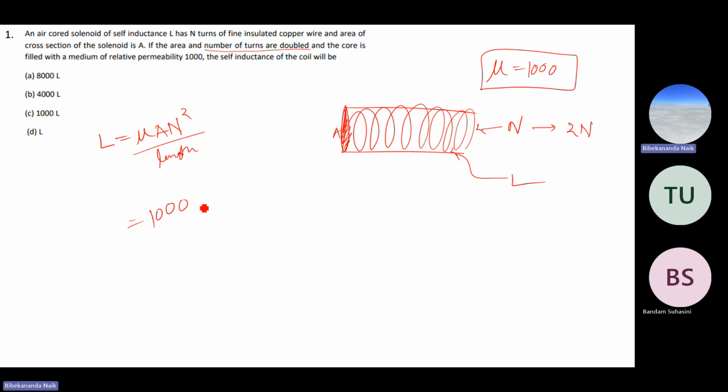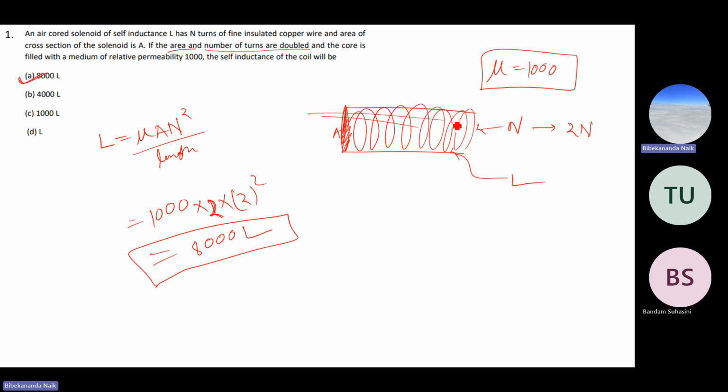Then the area of cross section was the same, but if the area and the number of turns are doubled, sorry, if the area is also doubled, so area will be 2 times. So it will be 2 into the number of turns also doubled, so it will be 2 square. So it will be 8000 L. So the new self-inductance of the coil will be 8000 L.